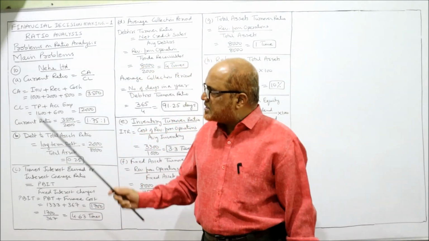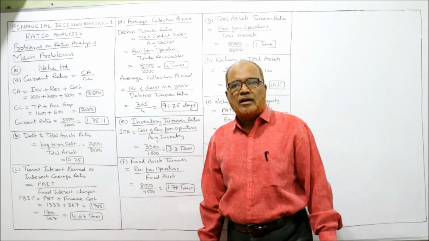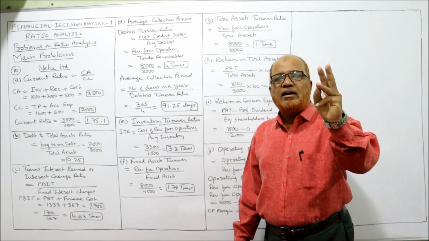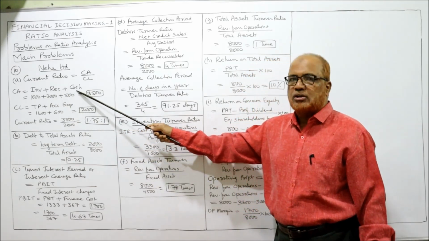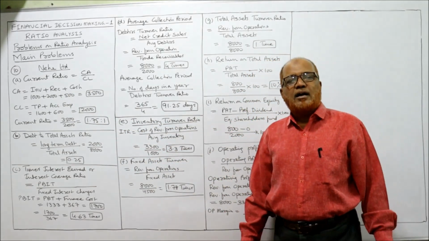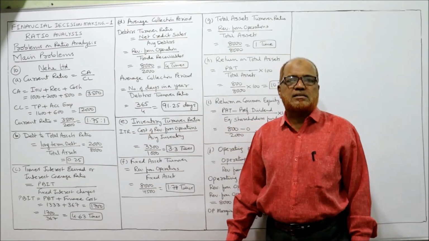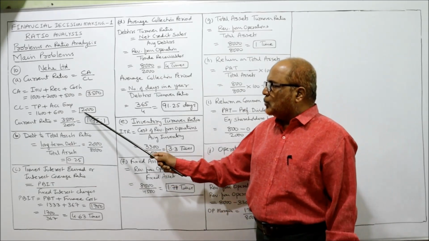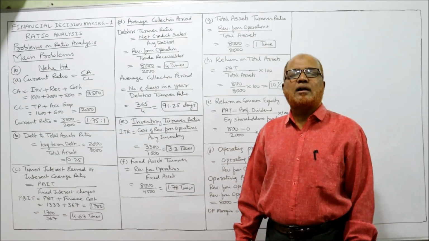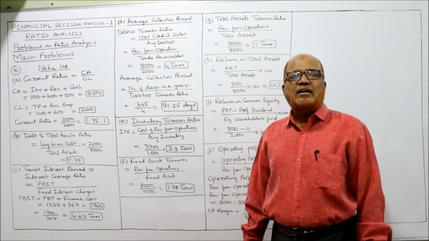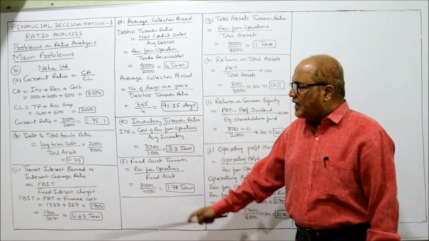First of all, the first ratio is the current ratio. The formula for current ratio is CA by CL. As usual, current assets are given: inventories, trade receivable and cash equivalent. Inventory, trade receivable, cash, so totally 3,500. Current liability consists of two items: trade payable and accrued expenses, outstanding expenses. So add up, 2,000. So 3,500 current assets, 2,000 current liabilities. So current ratio CA by CL, 3,500 by 2,000, 1.75:1. That's it. Next one.